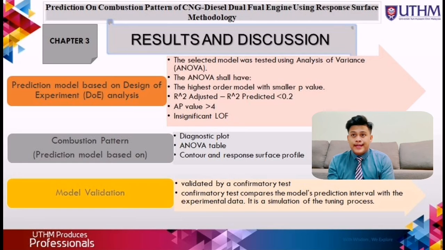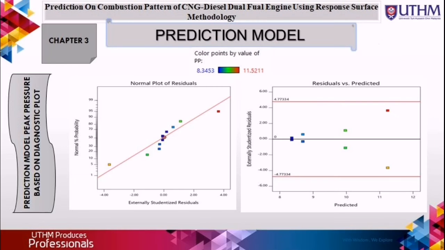In Chapter 3, the results and discussion are based on the combustion patterns: diagnostic plot, ANOVA table, and contour response surface profile for 4 responses. This is the diagnostic plot model for peak pressure. As we can see, the normality of the residuals follows a straight line, indicating that the residuals are normally distributed. The data is randomly dispersed in the residuals versus predicted plots, which implies that the predicted models are able to navigate within the design space.